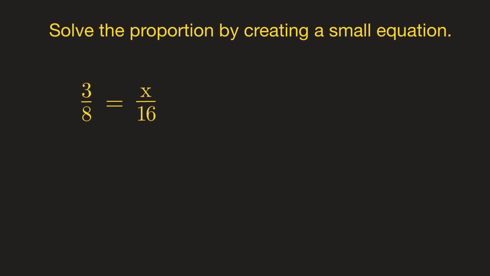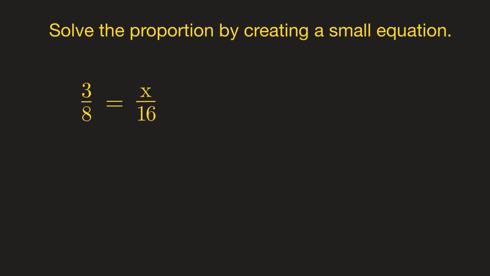Obviously, they're not always going to give you all the numbers. You're going to have to go find the numbers for a lot of these to find out what is going to make the ratios proportional. So here we go. We've got a proportion here. 3/8 is equal to x over 16. Solve the proportion by creating a small equation. And that's something I want to emphasize here. When you solve a proportion, you are really creating a very small equation. And in a couple of examples here in a minute, I'll show you why that's important.